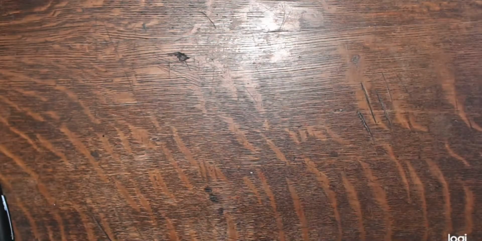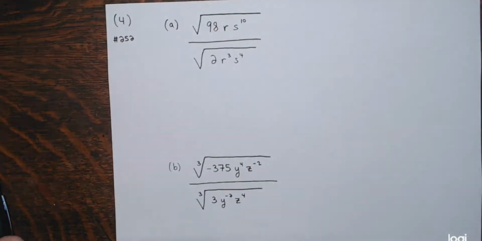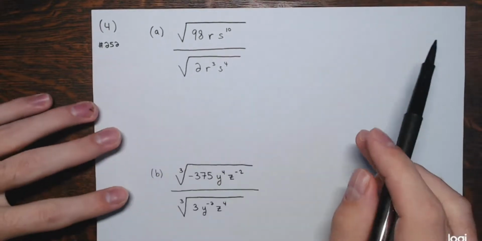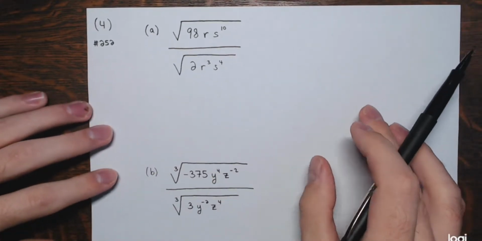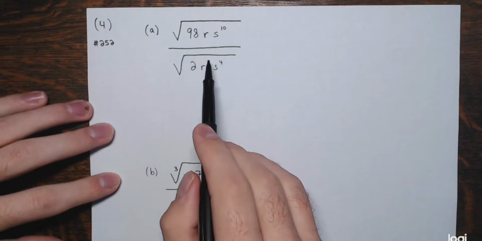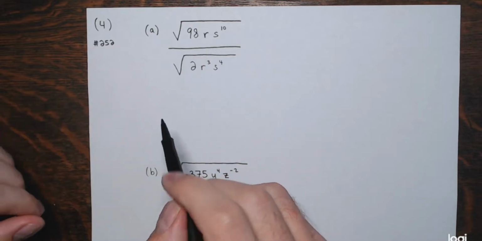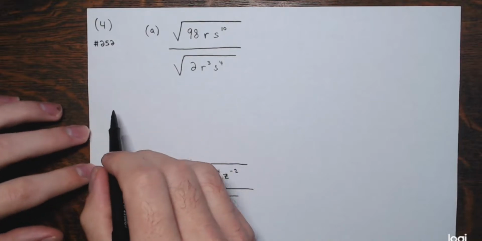Next question. Number 4, which corresponds to number 252 in the text. All right, so this has 2 variables in it, r and s. But once again, I'm going to write off the restrictions. These are even roots.